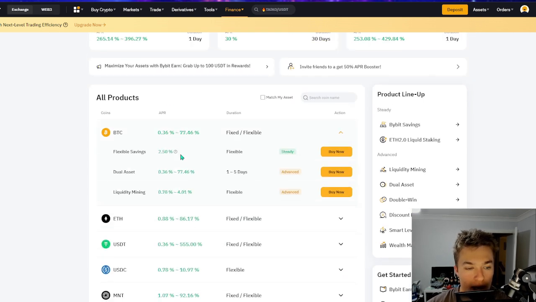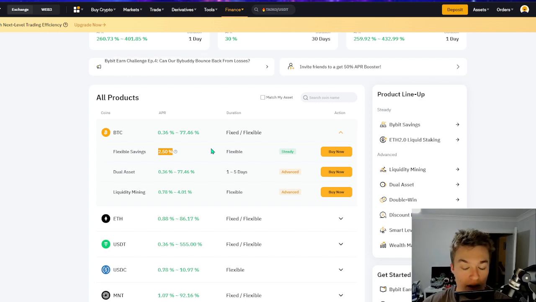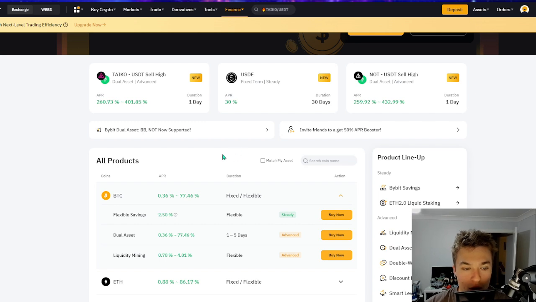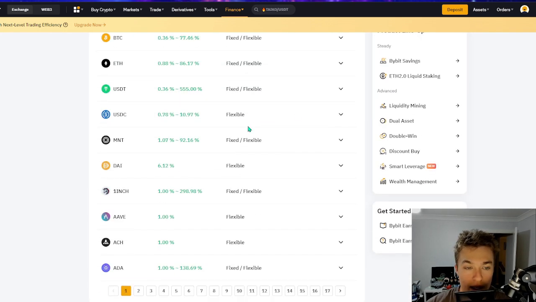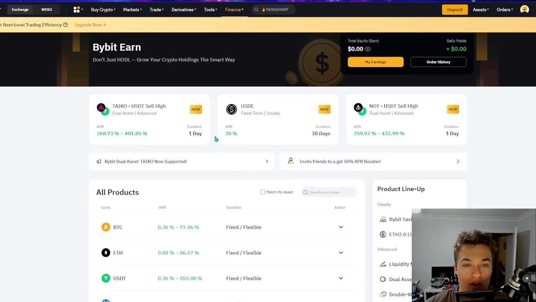But being able to yield on your Bitcoin, if you do just purchase some Bitcoin and you're just looking to yield something nice and steady, like 2.5%, that is a pretty good offer available. So earning options are available here. Might as well use them if you've got some Bitcoin or something sitting on the side that you're not really sure what to do with. As it says, don't just hodl. Grow your crypto holdings the smart way. So if you are just hodling your crypto, maybe you can look at something like this earn program to compound your growth even further.